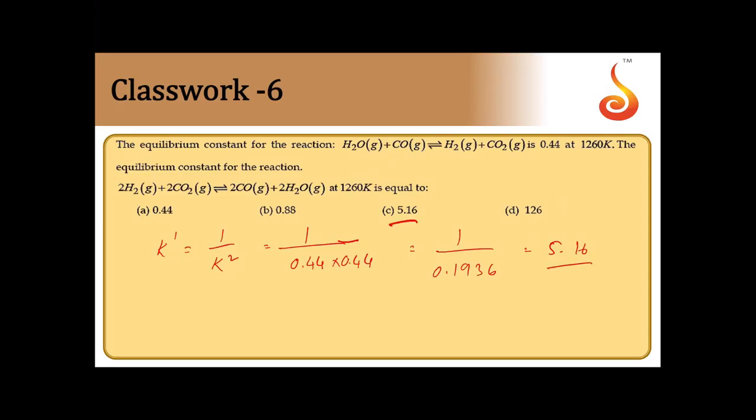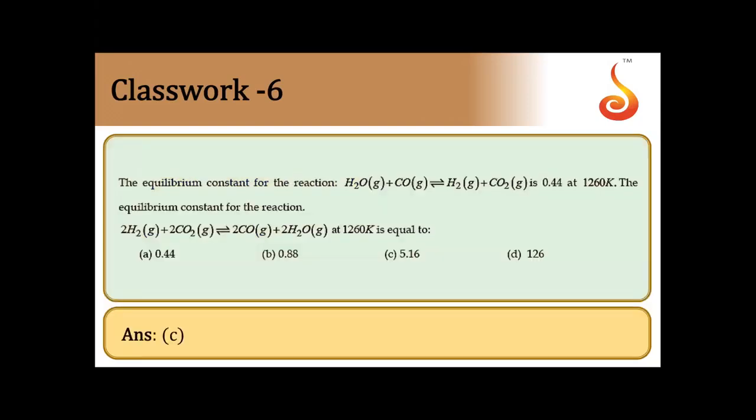Option C we have. Since the reaction is reversed, we should invert the equilibrium constant, and since it is multiplied throughout by 2, we need to square it. So inverting and then squaring we get the answer, 5.16. Option C is the answer.